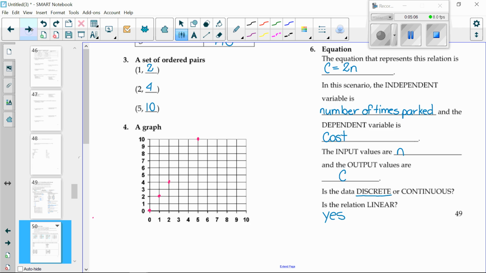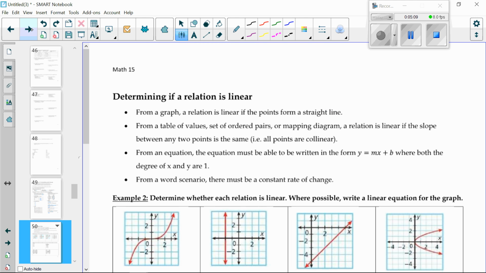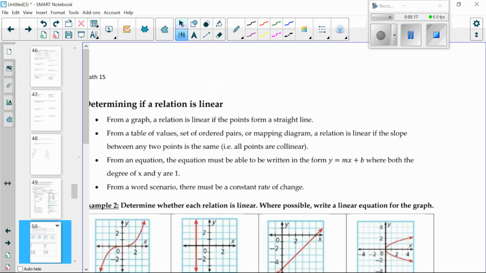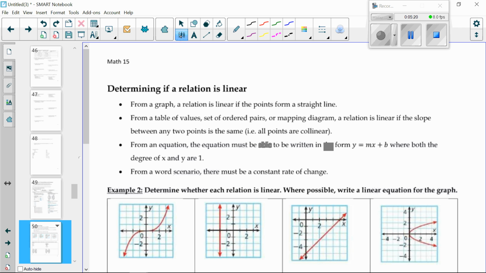Okay, next page. Determine if a relation is linear. From a graph, a relation is linear if the points form a straight line. From a table of values, a set of ordered pairs, or a mapping diagram, a relation is linear if the slope between any 2 points is the same. All points are collinear. There's also another way to tell us if something is linear, if it goes up by a consistent value. Okay, and I'll show you that a little later on.